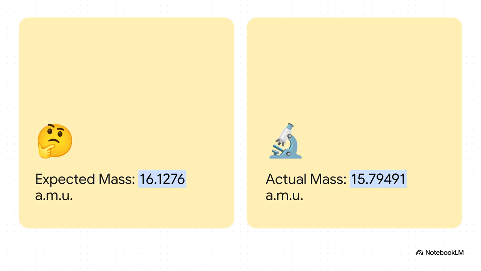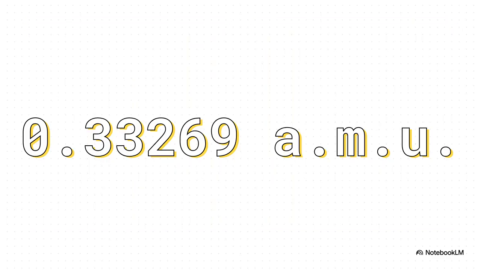When scientists actually put an oxygen-16 nucleus on the scale, they don't get our number. The actual measured mass is only 15.79491 AMU. There's a very clear difference. Something is definitely missing. So, exactly how much is missing? Well, a quick subtraction gives us the answer. 0.33269 atomic mass units have just seemingly disappeared. This is our missing mass. In physics, they call it the mass defect.